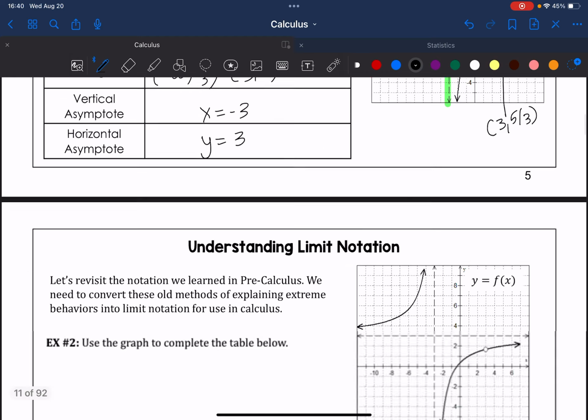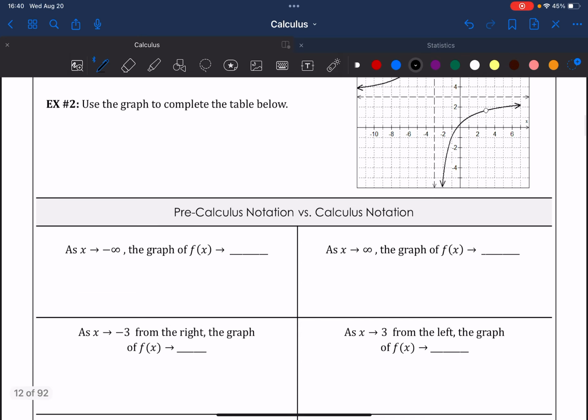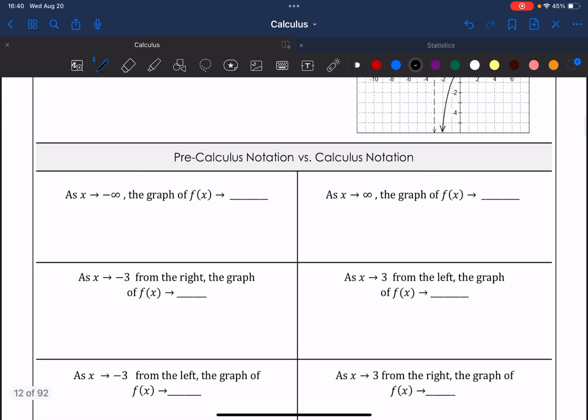The next example has us understand the proper notation, the pre-calculus notation versus the calculus notation. When talking to all of you about who you had last year, I am confident that you not only know the pre-calculus notation, the one that you see on your notes, but also the calculus notation that we wrote in the beginning of the notes, where we had the limit as x approaches from the right or from the left of the function.